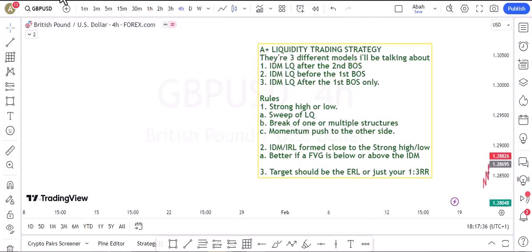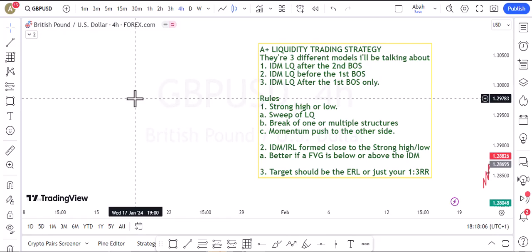Alright guys, so back again for another video on my A plus liquidity trading models. As you can see, we discussed the first model, the inducement liquidity after the second break of structure. I remember I failed to show us more examples on that one, so I'm going to show a little bit. Some people will call it cherry picking, but I don't really care. I don't want this video to be longer like the previous one.